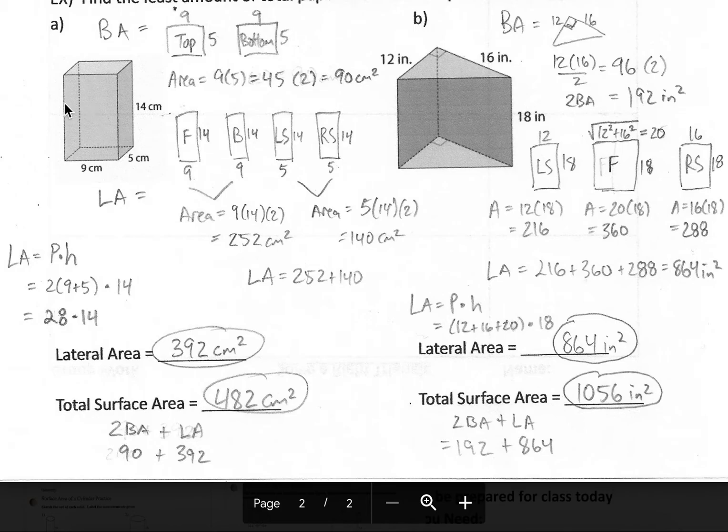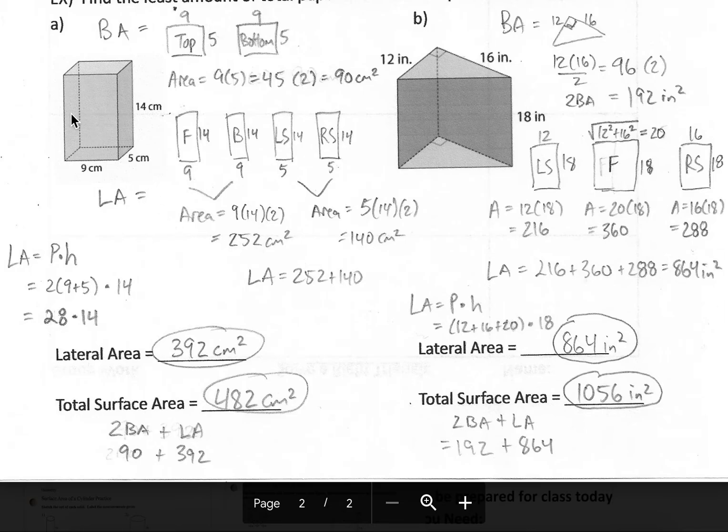If I unwrap the sides, or the lateral faces, well, I have this front rectangle closest to me. That's a 9 by 14 rectangle. The back, right behind it, is actually the exact same rectangle. So if I find the area of 1, I can just double it. So 9 times 14 times 2 gives me 252 square centimeters. That's the area of the front and the back.